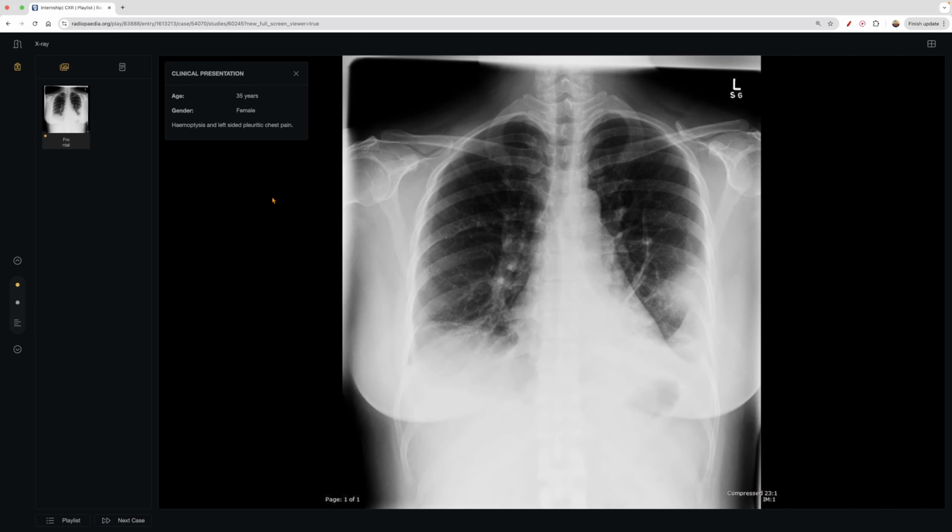Alrighty, this patient, 35-year-old, hemoptysis, left-sided pleuritic chest pain. Okay, let's do our search pattern. Clavicles are fine, coming back down, and then we see this opacity. And is it a consolidation? It almost looks like it, right? If you look closely enough, it's continuous. You might see an air bronchogram inside. I would like calling this a consolidation.